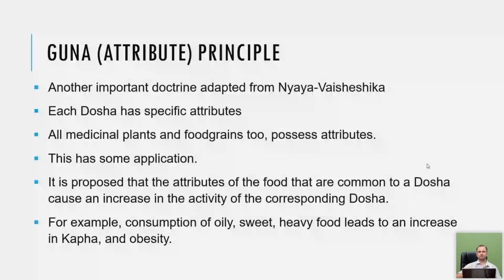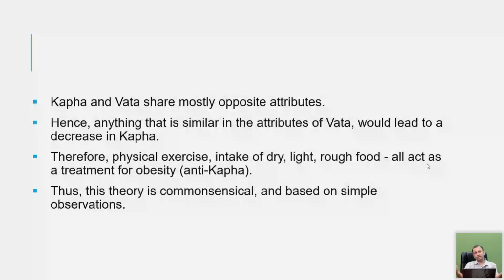So this was how the theory was clearly, logically constructed. Kapha and vata share mostly opposite attributes, except for shita. So hence, anything that is similar in the attributes of vata would lead to a decrease in kapha. Hence, physical exercise, intake of dry, light, rough food, and lack of sleep all act as a treatment for obesity. Physical activity, intake of dry, light, rough, non-nutritious food, basically, and avoiding a sedentary lifestyle. So all that will act as anti-kapha, or treatment for obesity. Thus this theory is commonsensical and based on simple observations.